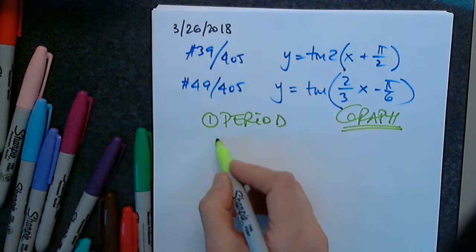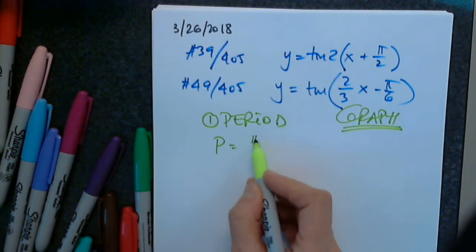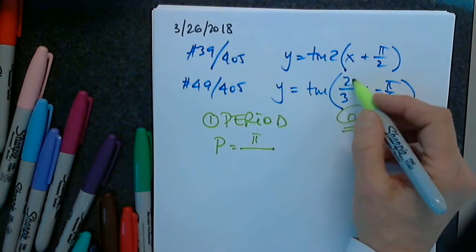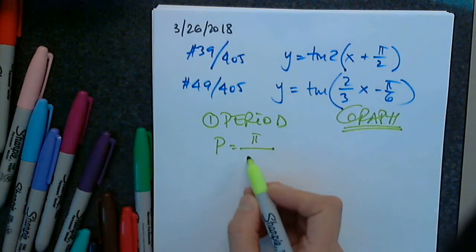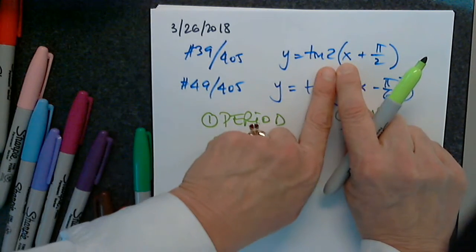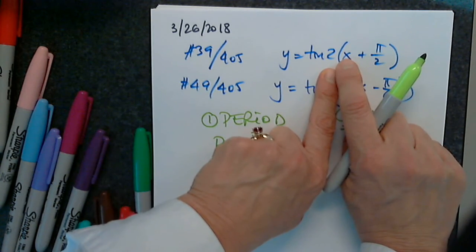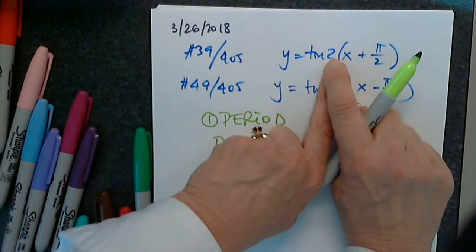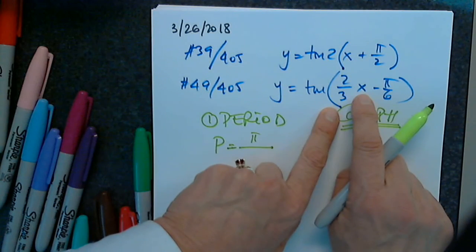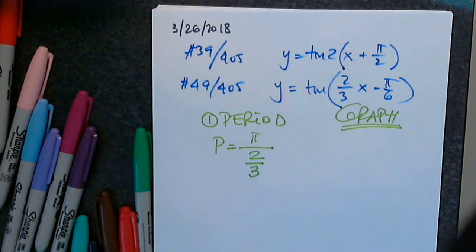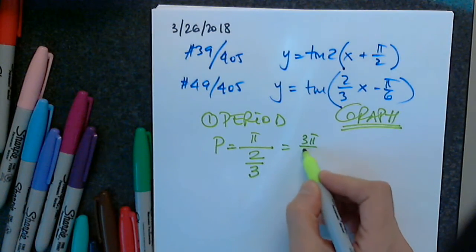For tangent, the period will always be pi divided by the number that multiplies x. That is normally denoted by k. So what is the number that multiplies x in this problem? Here you can't say 1. In 2x plus pi, the number that multiplies x is 2. But here the number that multiplies x is 2/3. So I have to divide by 2/3. When I divide by a fraction, I flip the fraction. So the period will be 3 pi divided by 2.